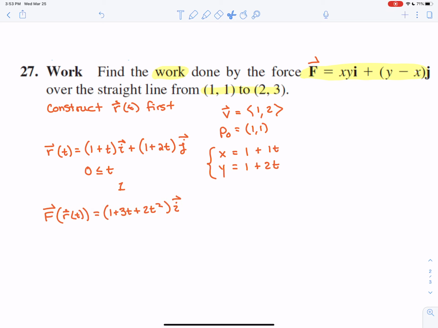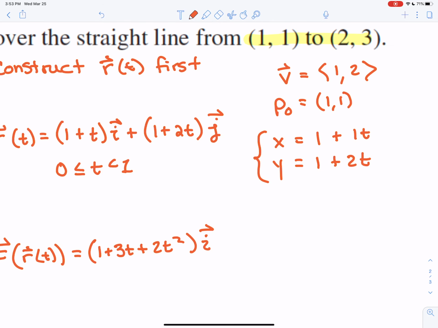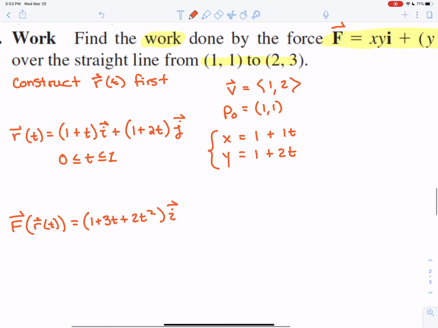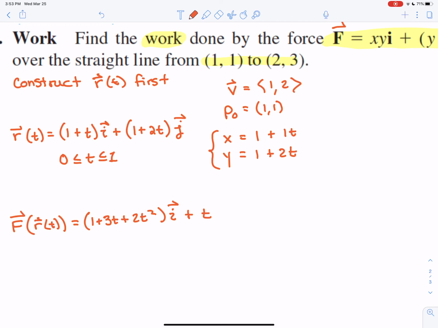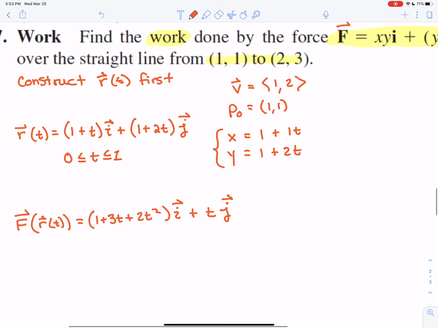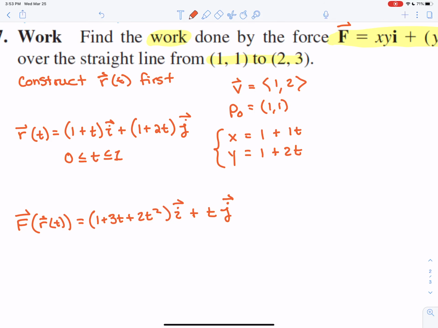I keep selecting parts of other things. Well, that should be less than or equal to. So it's plus, so the difference between, so 1 minus 1, and then 2t minus t just becomes t in the j direction. So there's our function written in terms of the parameter t.